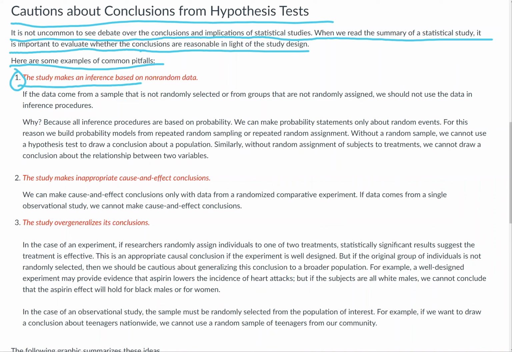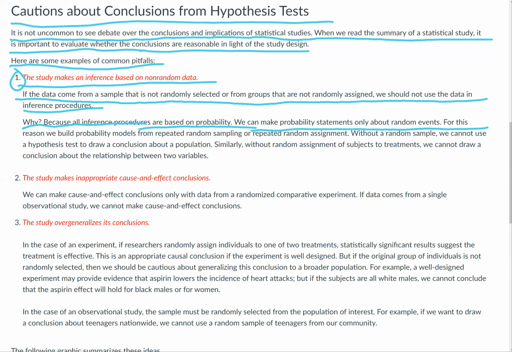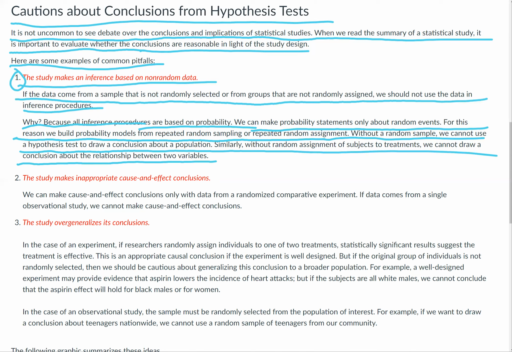Here are some examples of some common pitfalls in study design. First, the study makes an inference based on non-random data. If the data come from a sample that is not randomly selected or from groups that are not randomly assigned, we should not use the data in inference procedures. Why? Because all inference procedures are based on probability. We can make probability statements only about random events. For this reason, we will build probability models from repeated random sampling or repeated random assignment. Without a random sample, we cannot use a hypothesis test to draw a conclusion about a population. Similarly, without random assignment of subjects to treatment, we cannot draw a conclusion about the relationship between two variables.